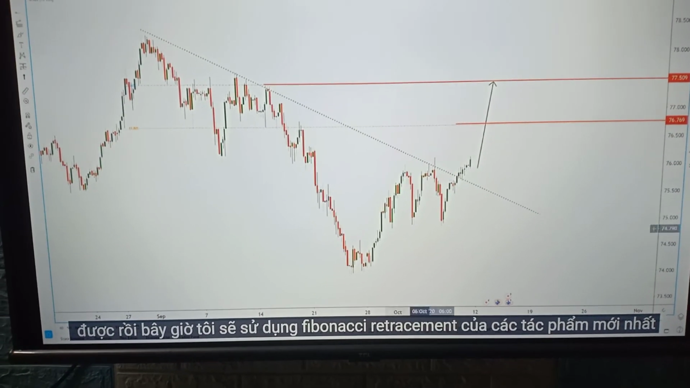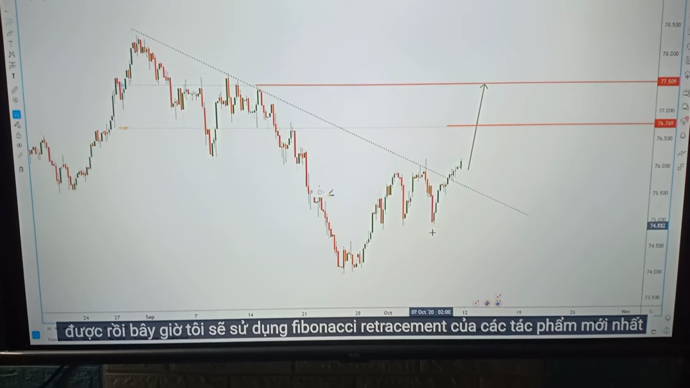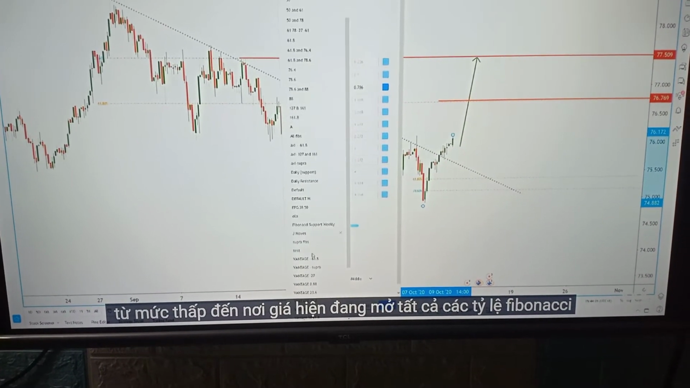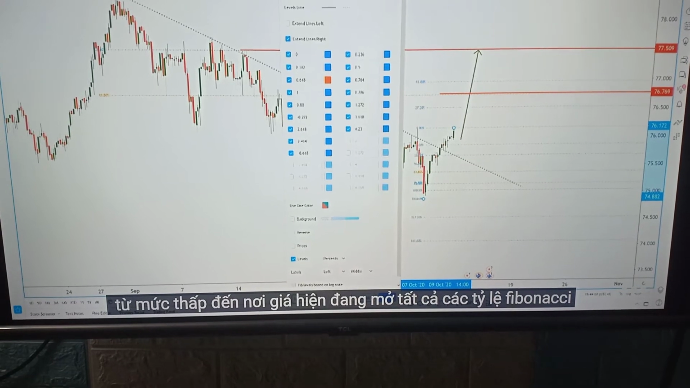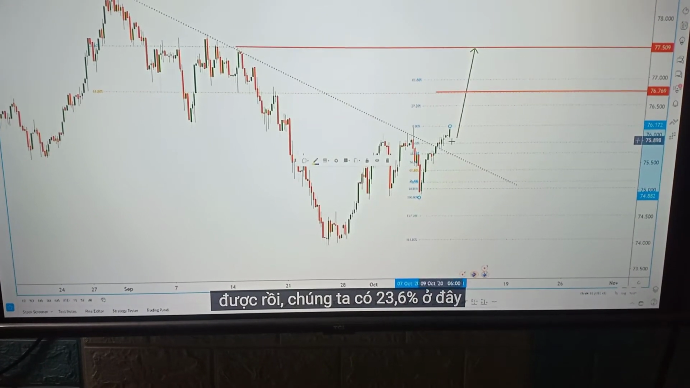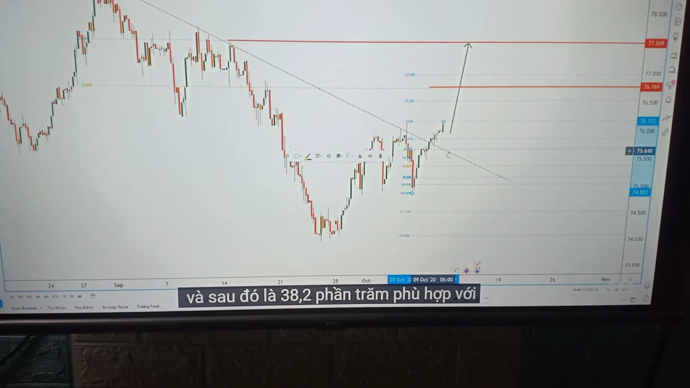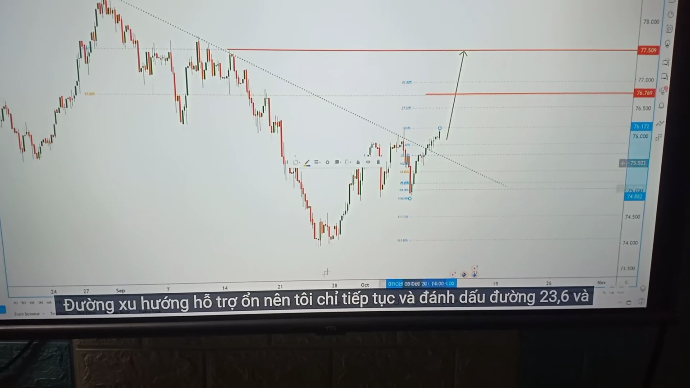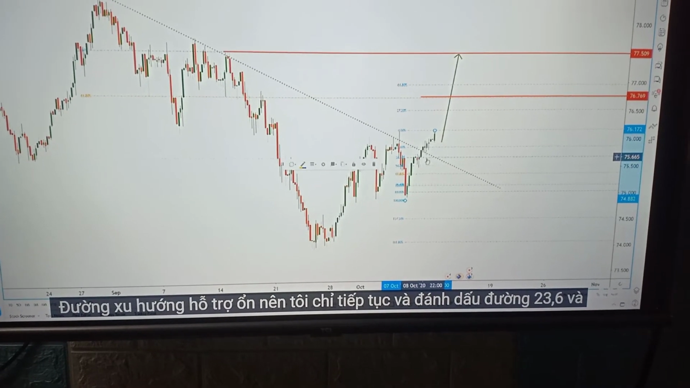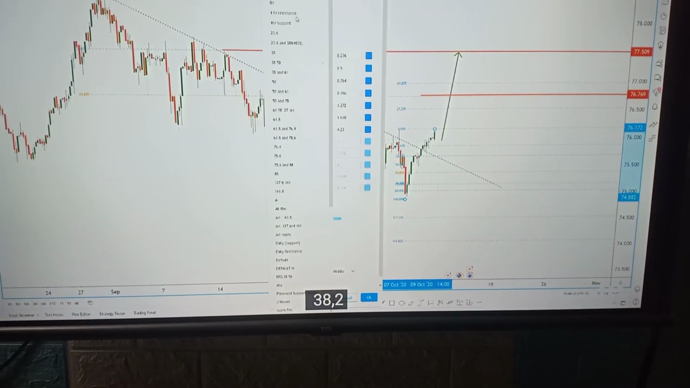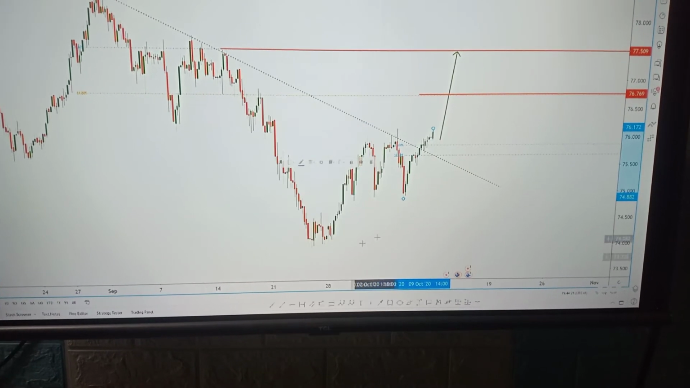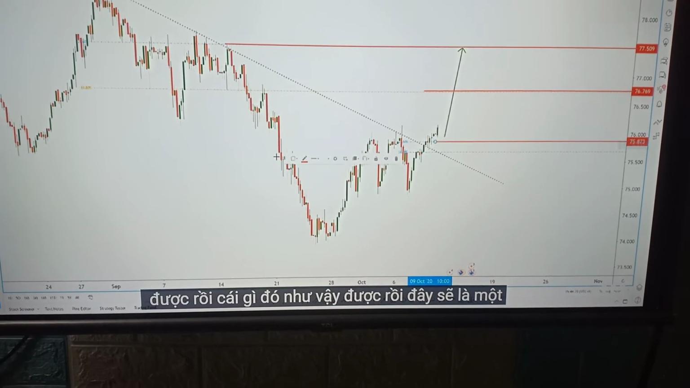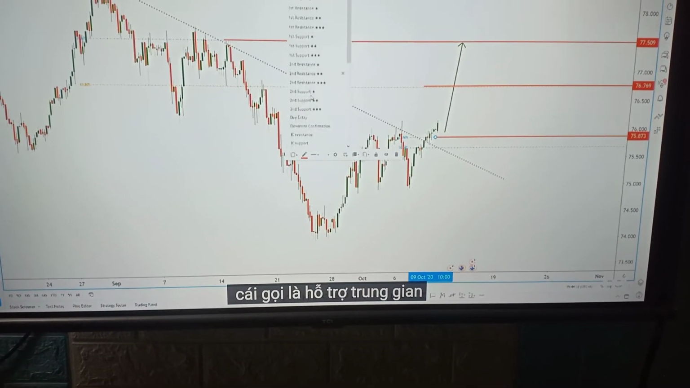Now I'm going to use Fibonacci retracement of the last move from the low to where price currently is. Open all Fibonacci ratios. We have the 23.6% over here, and then the 38.2% just in line with the descending trend line support. So I'm just going to go ahead and highlight the 23.6 and the 38.2. I'm going to put in the support levels, something like that. This will be a so-called intermediate support.